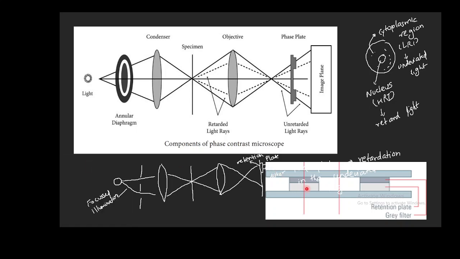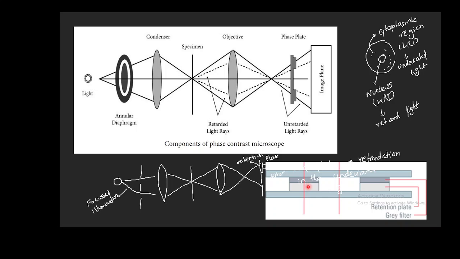So this is the retardation plate, this particular region. This region is the retardation plate, which will retard the undeviated light, and this is the gray filter. This is very important, the gray filter, otherwise you will get a picture that is going to be very bright, and that's what we don't want. So the gray filter will absorb 30 to 40% of the extra light. So this is the function of the face plate.